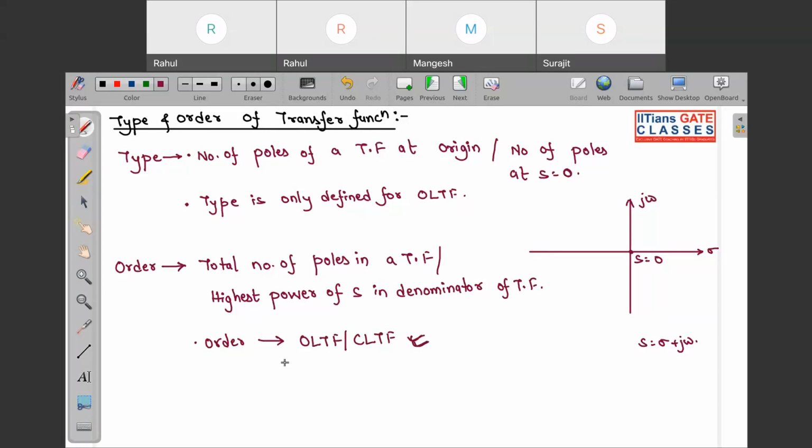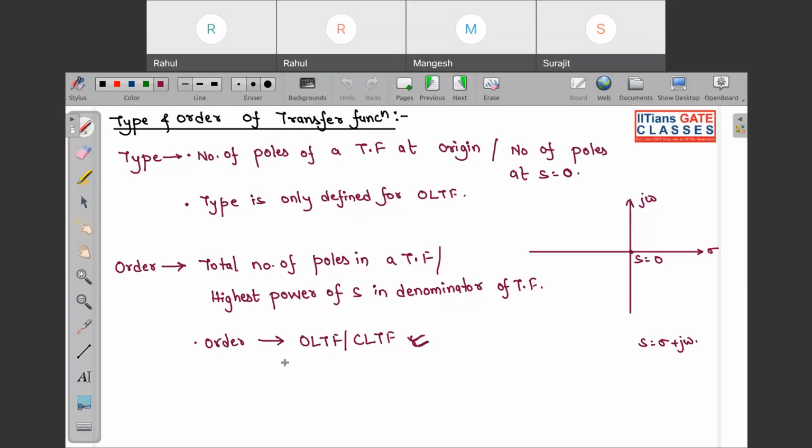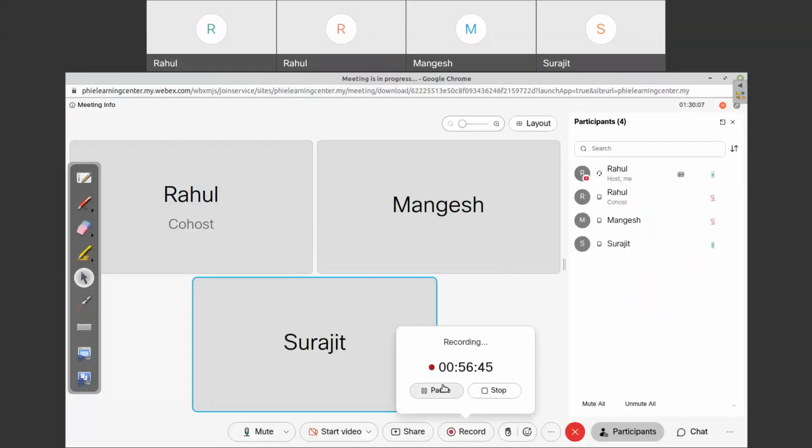Any doubts up to this point? Surjit, Mangesh, any doubt? Anyone? No, sir. Clear. So today we had the session till 7:30 only. So in tomorrow's session, we will continue this session. Sri Hari will see. So in tomorrow's session, we will start from 5 to 8 p.m. Okay. So that will go from 5 to 8 p.m.